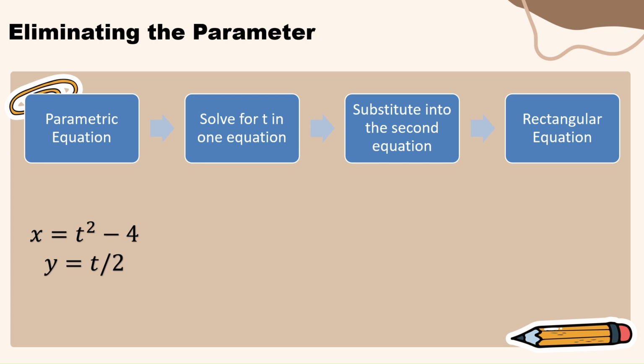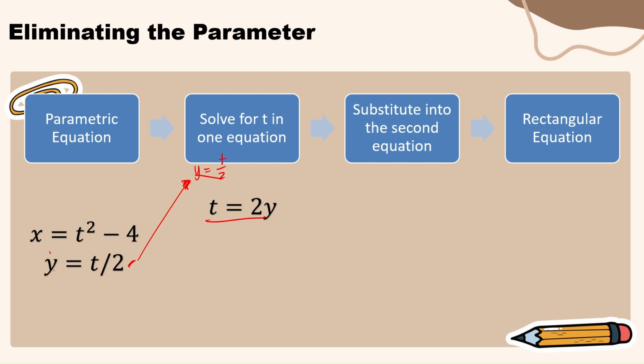So if we're going to select this one, so select natin to and use this to solve for t in one equation. So y is equal to t over 2 will be transformed into t is equal to 2y. Paano siya nangyari? Y is equal to t over 2, simply that's cross multiplication. So t is equal to 2y.